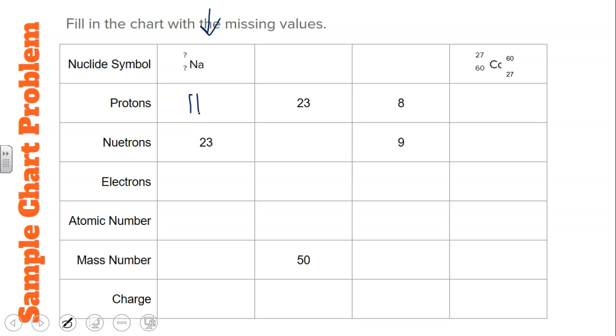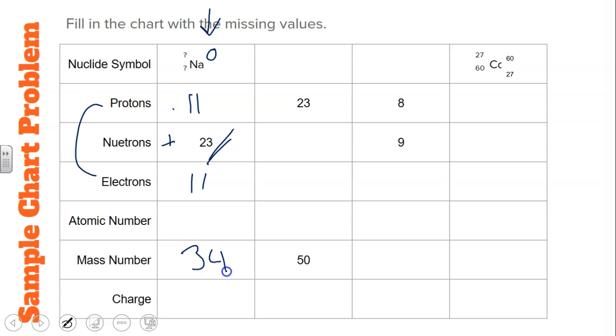Now again, notice that there is no charge here. The fact that there's no charge here means that the number of protons equals the number of electrons, and so there'll be 11 electrons. The mass number is the number of protons plus the number of neutrons, so that's going to give us the mass number here. 11 plus 23 is going to give us the mass number of 34.